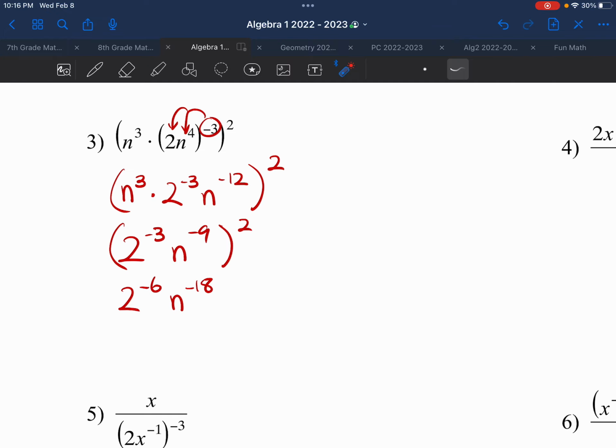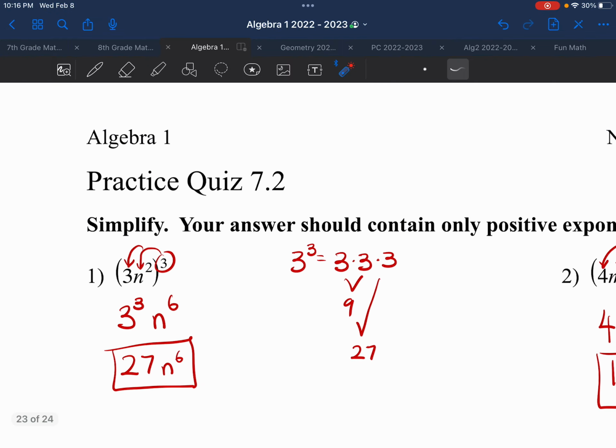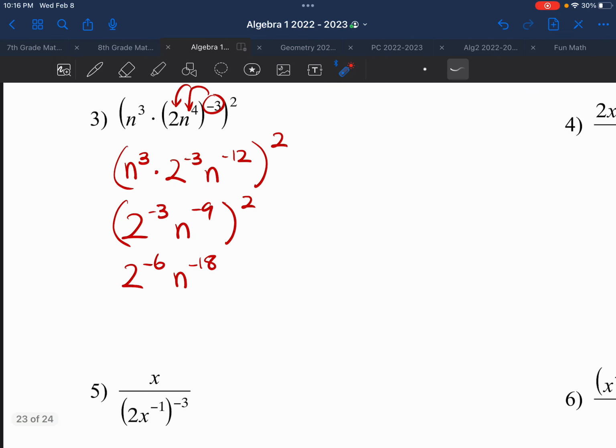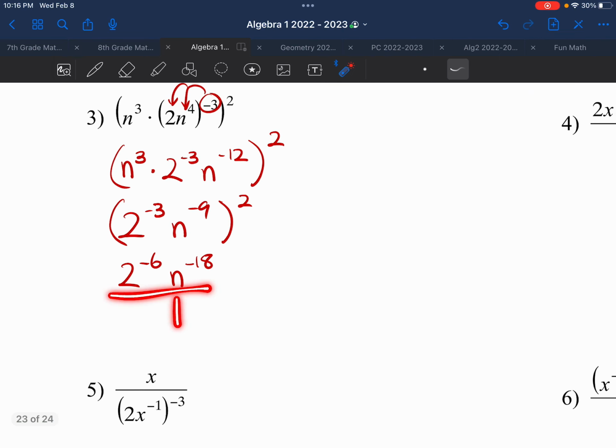I just need to get rid of these pesky negative powers because the instructions up here say that we can only contain positive exponents. So I need to flip this. Remember, technically all of this is over 1. So this is going to be flipped to the denominator. This is going to be flipped to the denominator.